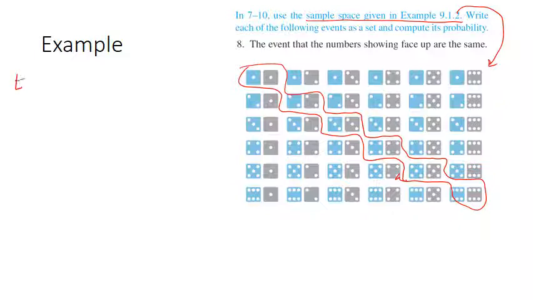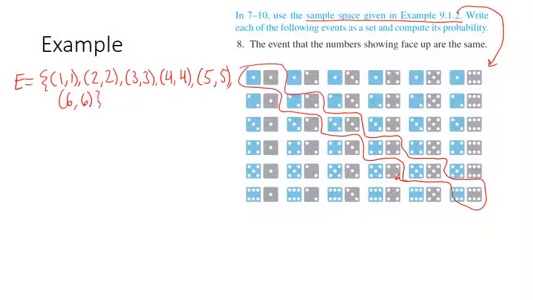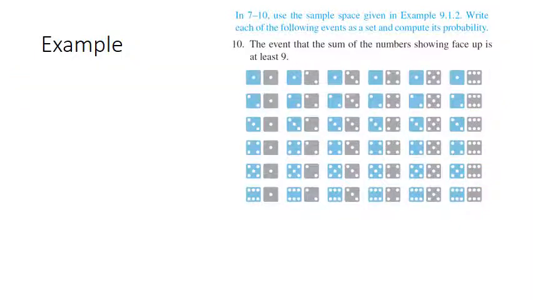So for the event, the way I could write it is as ordered pairs like this: 1, 1, 2, 2, 3, 3, 4, 4, 5, 5, and 6, 6. Okay, and then the probability of that event. So there's 6 elements in the event, and then there's 36 elements in the whole sample space. So that's 6 over 36, or 1/6. And you can write those answers as fractions, or as decimals, or as percentages. Whatever you want to do is fine with me. Okay, let's look at the second one.